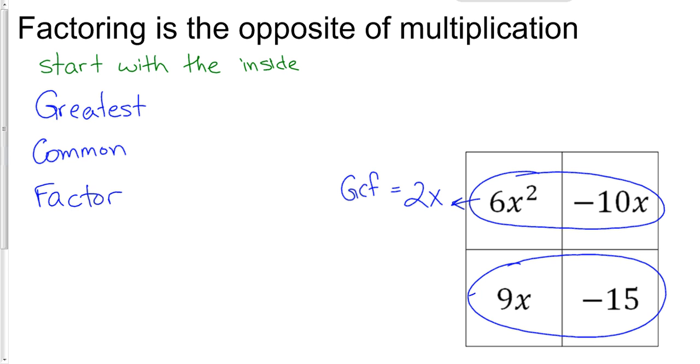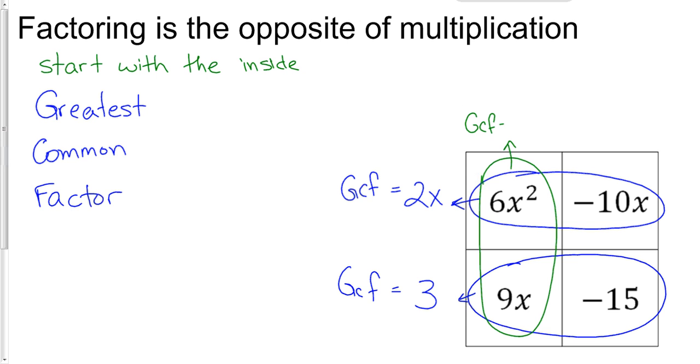We're going to look at the second row. The GCF of 9x and negative 15 is 3. They're both divisible by 3, but they do not both have an x, so we cannot put an x out with the GCF. Next, we're going to look at our columns. The GCF of 6x squared and 9x would be 3x. They're both divisible by 3, and they share an x.